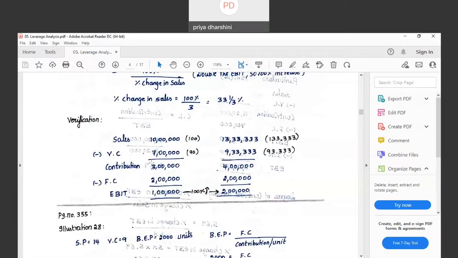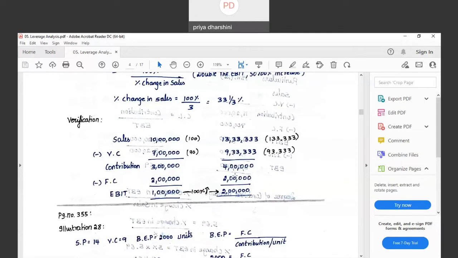This 4 lakhs represents a 30% PV ratio. Correct? 10 lakh is sale, 3 lakh is contribution, which means 30% is PV ratio. 4 lakh represents 30%, which means how much is 100%? It will be 4 lakh divided by 30%. So you will get 13 lakh 33,333 and the difference will be variable cost. Now, to achieve this contribution of 4 lakhs, how much was the sale we made? 13 lakh 33,333. How much is the increase? From 10 lakhs, it has increased to 13 lakh 33,333, which means 3 lakh 33,333 is the increase, which means it is 1/3 percentage. Are you able to understand?